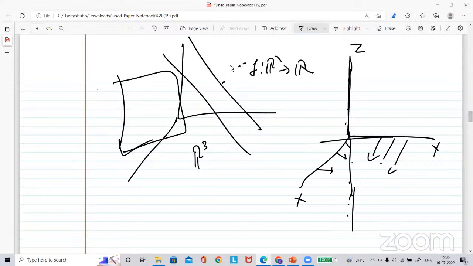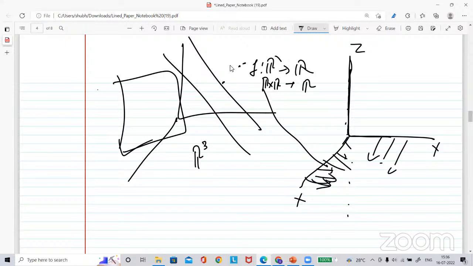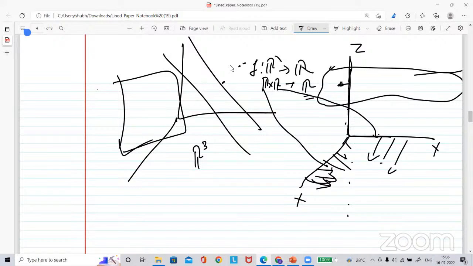X is also a real line. Y is also a real line. This is called the intersection of these three lines. You are taking values of x from this line and y values from this line, and getting output on this line. Let's say this is R cross R to R. So when you graph this function, you are able to draw it in R3.